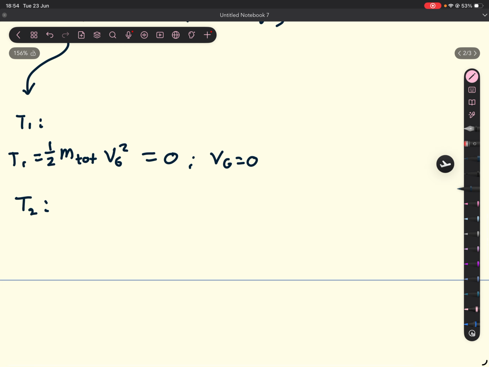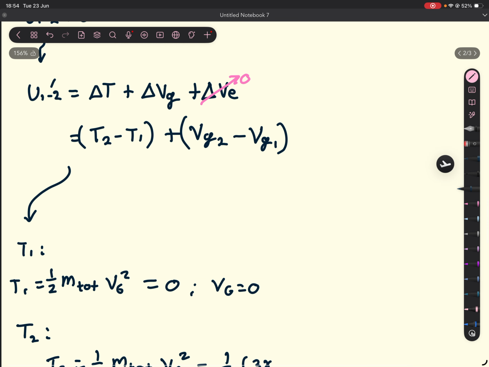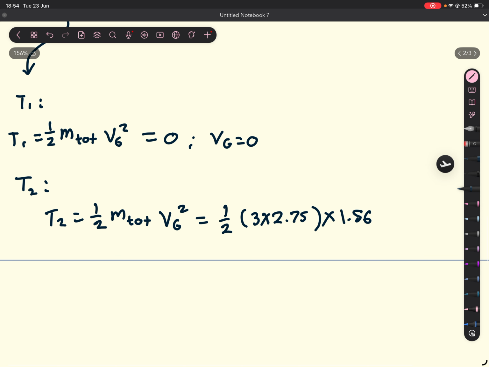So then T2 will be equal to 1/2 m total times Vg squared, which will equal 1/2 times 3 times, I think it's 2.75, right, times 1.56 squared.